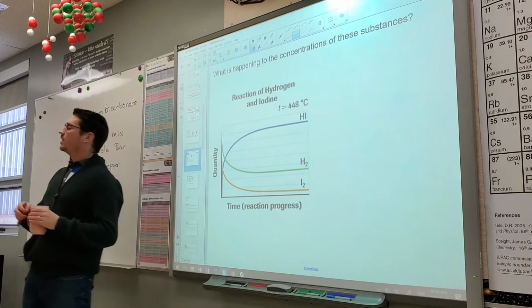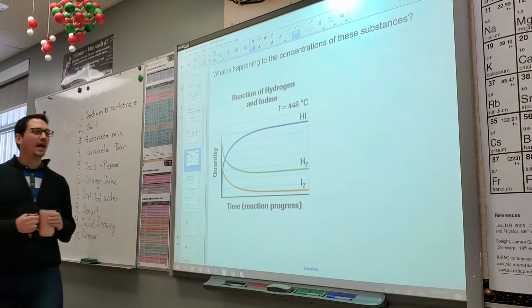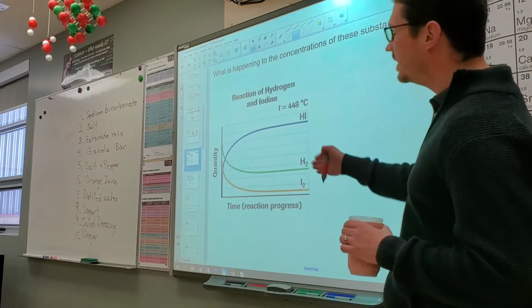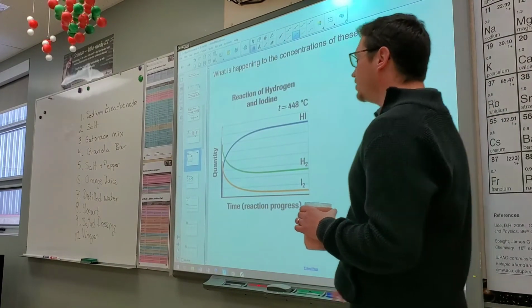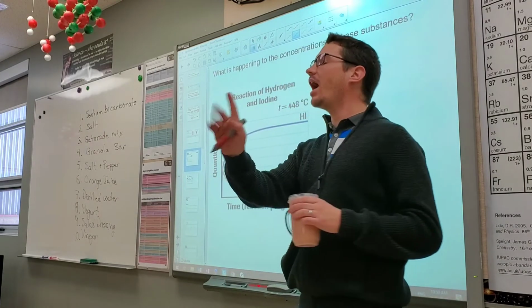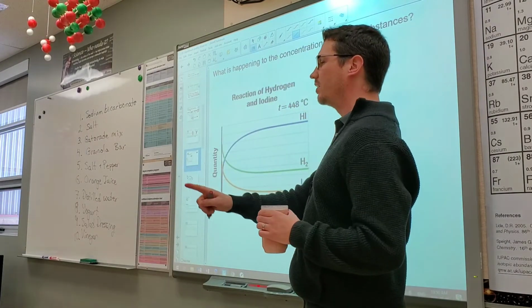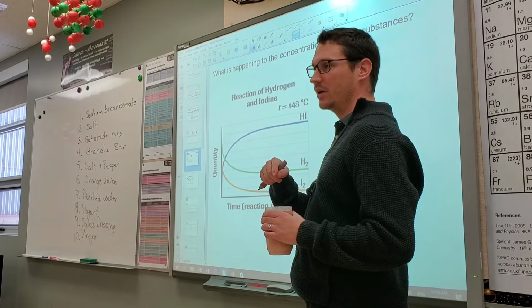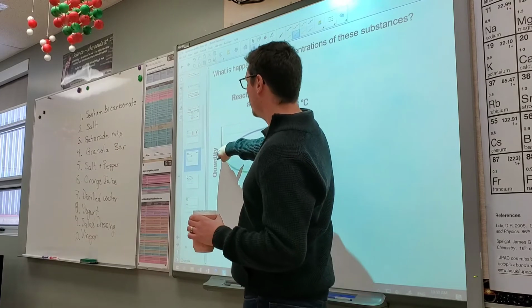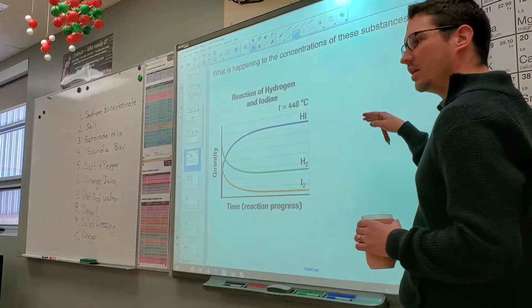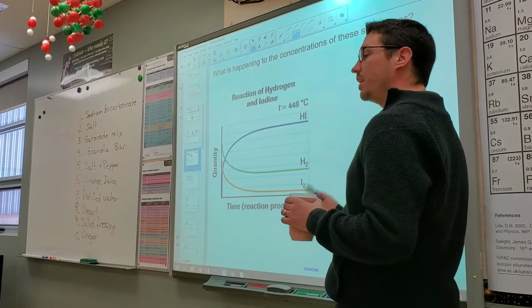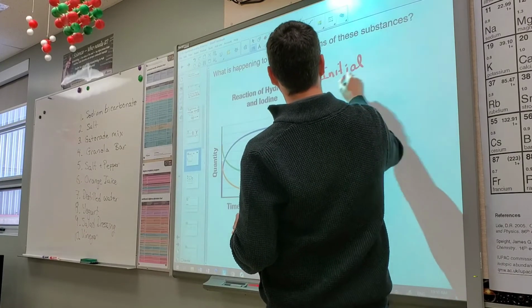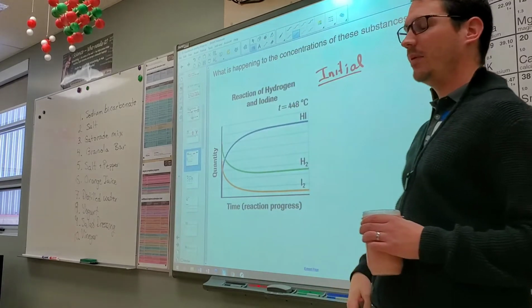So let's take a look at a graph and let's think about what's going on in this equilibrium system. Would you agree this is kind of the same style of graph as we saw yesterday when we were doing the Lego? We had really sharp changes at the beginning and then things flattened out. There's some things that I want you to pay attention to. Let's think about initial, and then we'll think about at equilibrium.